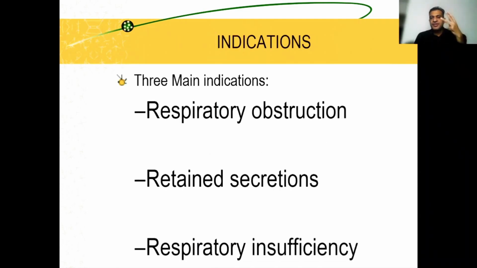Coming to indications, 3 R are important indications. Remember 3 R. Respiratory obstruction, where the patient has difficulty in breathing. Second is retained secretions, where there is so much secretion that the patient is pooling in his own secretions. And third is respiratory insufficiency, whereby because of various conditions, the patient is not able to breathe properly.